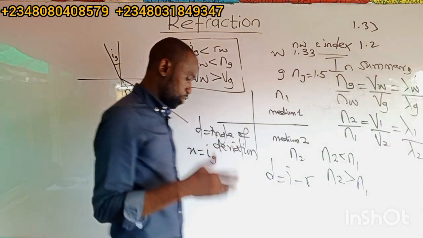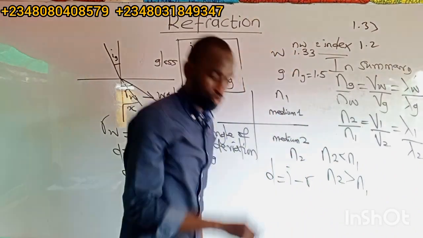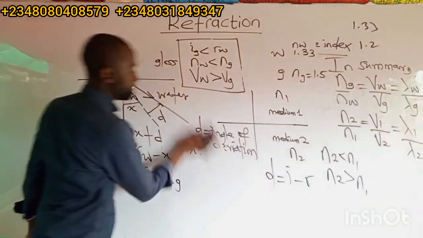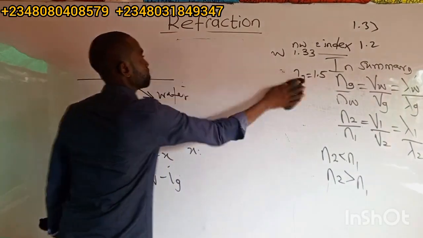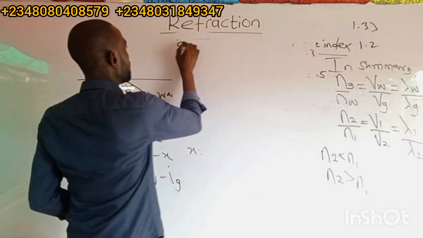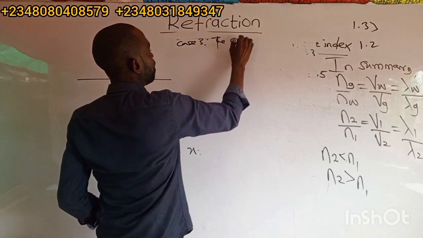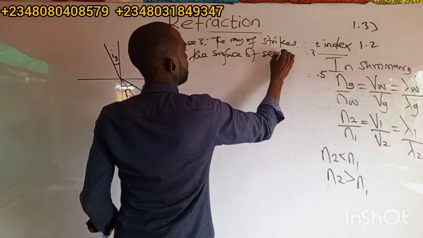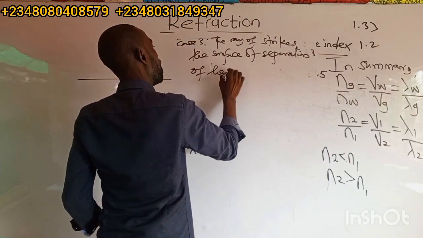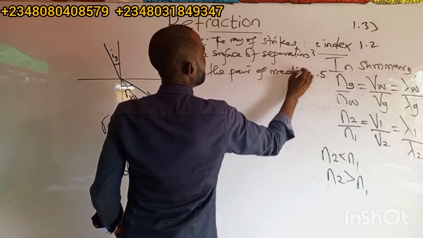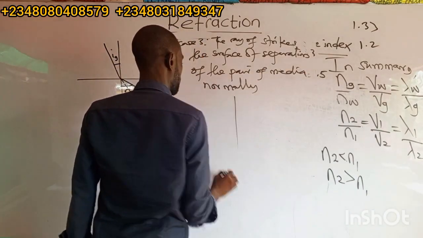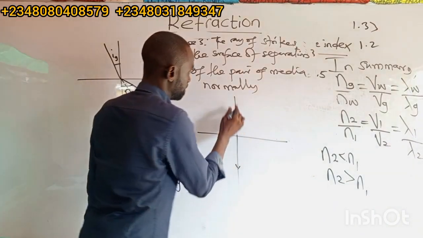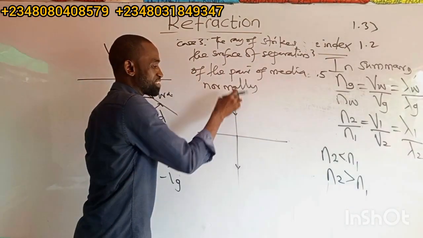Case 3. I don't really ask many questions on this, but it's very important. If the ray is just normal to the surface, there won't be any bending of light. For case 3, the ray of light strikes the surface of separation of the pair of media normally. So here we have something like this, the ray just goes in straight like that. This is the normal. This is our incident ray on the normal.